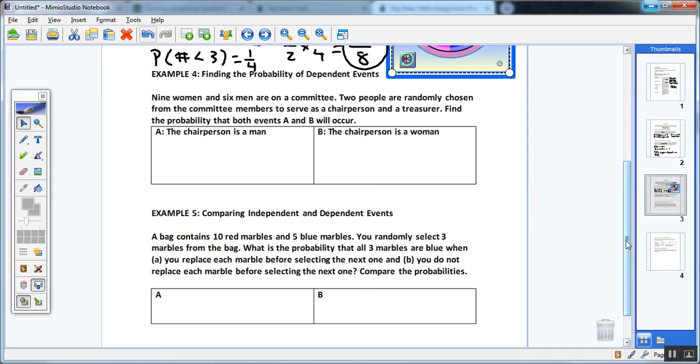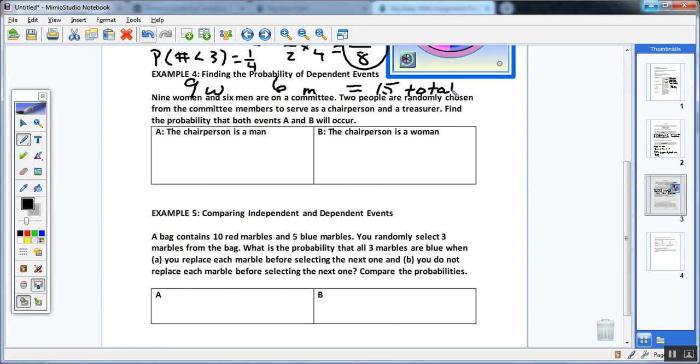How many people are up here totally? So event A right here, kids. There's 15 people up here, 9 women and 6 men, which means that there are 15 total people, right? The order they want this to happen is the probability events A and B occur.